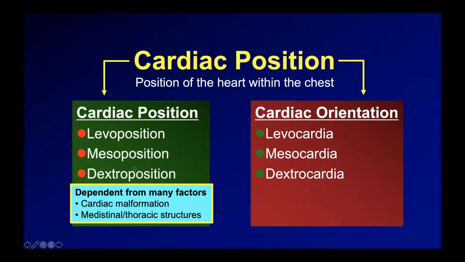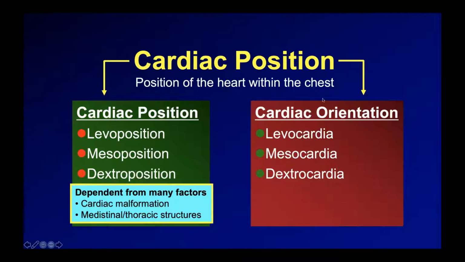But the cardiac position of the heart depends on many factors: the cardiac malformation, mediastinal or thoracic structures, tumors in the chest, or previous surgical procedures. For instance, if I have a right pneumonectomy, the mediastinum shifts to the right. I have a normal anatomy of the heart, but I have a dextro position of my heart.